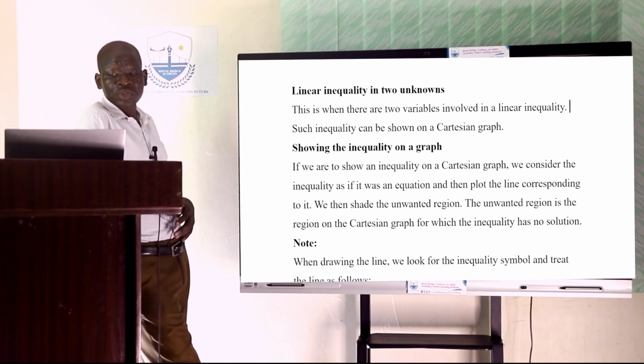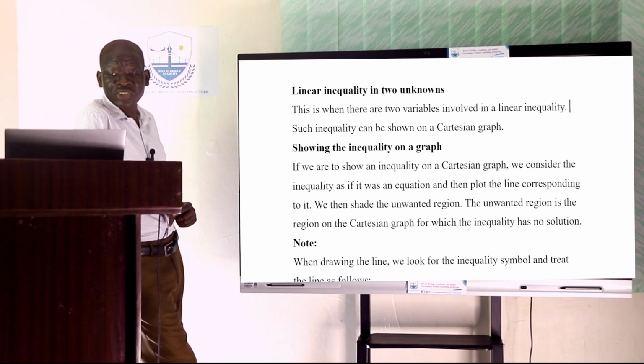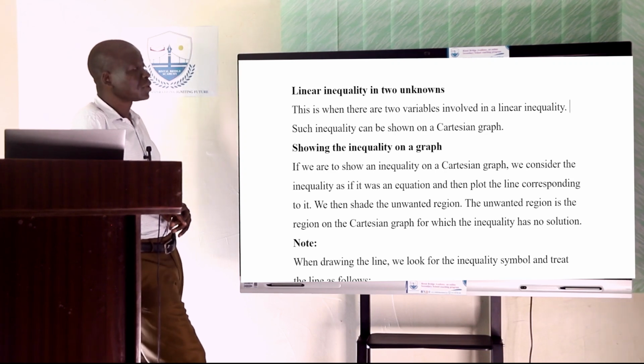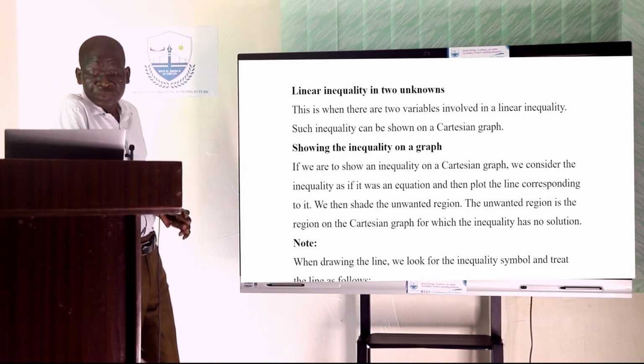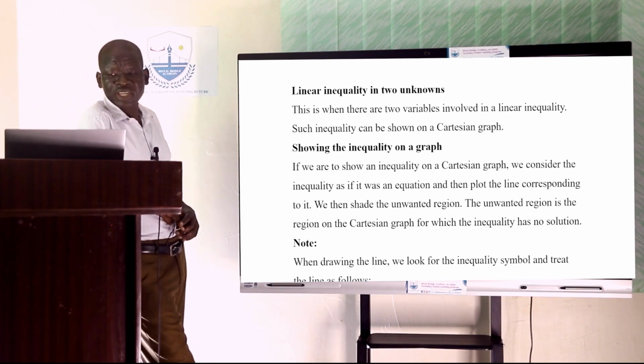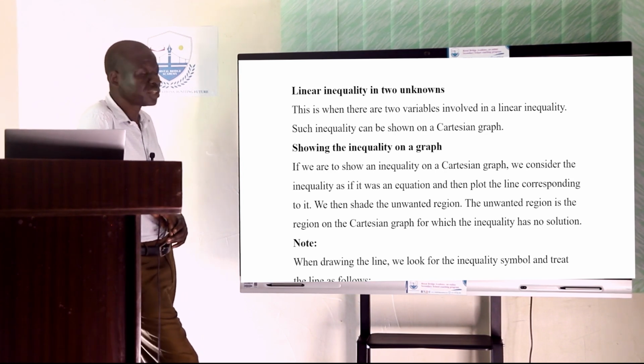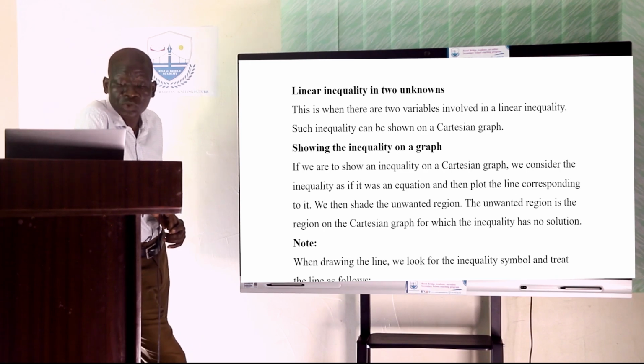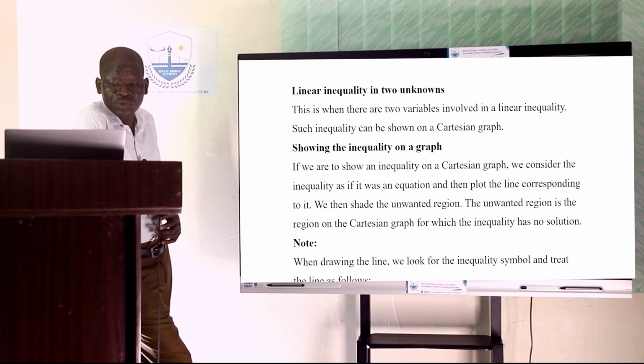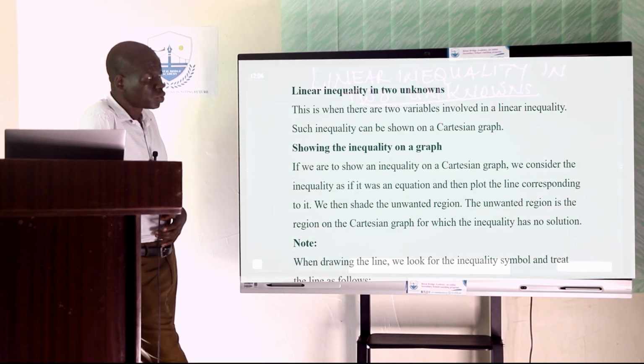In this case, we then shade the unwanted region. What we call the unwanted region is the region on the Cartesian graph for which the inequality has no solution. That is what we call the unwanted what? Region.